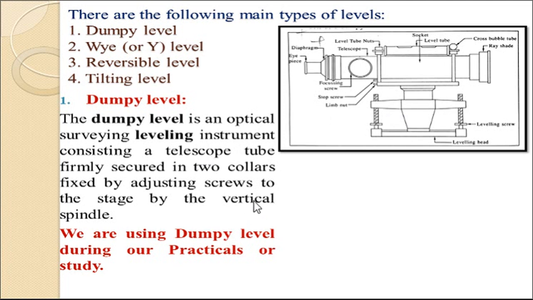The dumpy level is an optical surveying instrument, which consists of a telescope tube firmly secured with 2 collars, one collar here, one collar here. Means it is fixed. We can rotate it in the horizontal plane only, but we cannot rotate that telescope in the vertical plane. It is fixed within these 2 arms. And generally in our study and our practicals for this semester in surveying, we use the dumpy level, this first type of level.